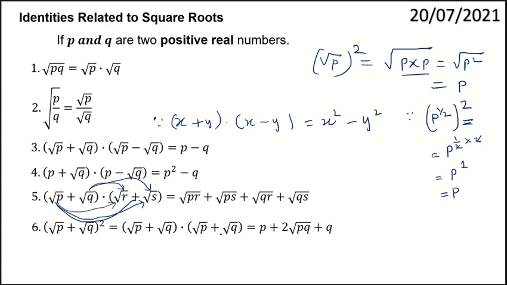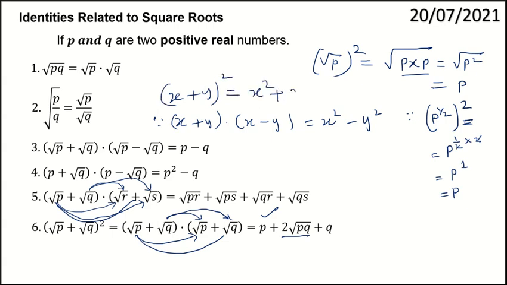Root p into root p is, as I said, root p square. So, root p square gives you p. Then root p into root q is 1 time root pq, root q into root p is 2nd time root pq. So, their sum gives you 2 times root pq, where root q into root q gives you root q square, where q will come. Or else we can use the other identity, x plus y whole square is x square plus 2 times xy plus y square.